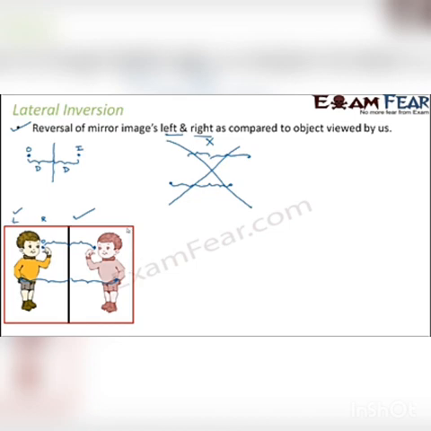So this was all incorrect, and this is the correct one. Now you can see lateral inversion very clearly with something written. For example, you write light. Now the mirror image of light will be something like this. That is also the same concept.